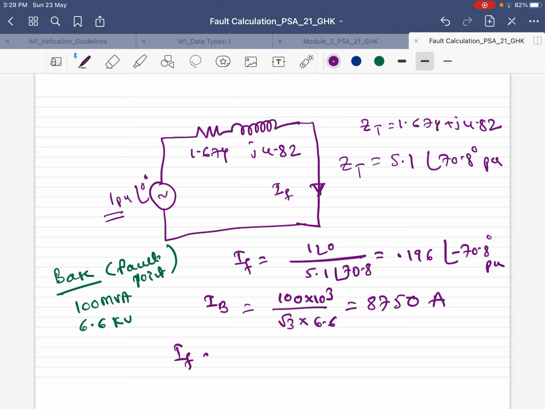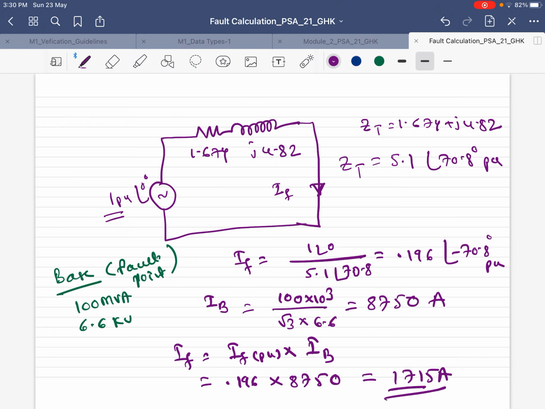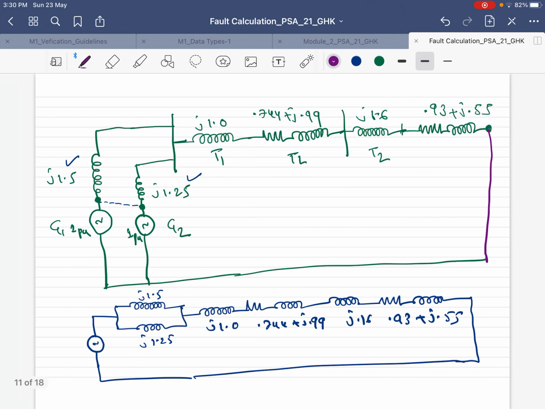The actual fault current IF is equal to IF per unit multiplied by the base current. I am interested in the magnitude, so 0.196 into 8750. So the fault current that I am getting finally is 1715 amperes. This is the first part of the numerical that he asked, that is the fault current.